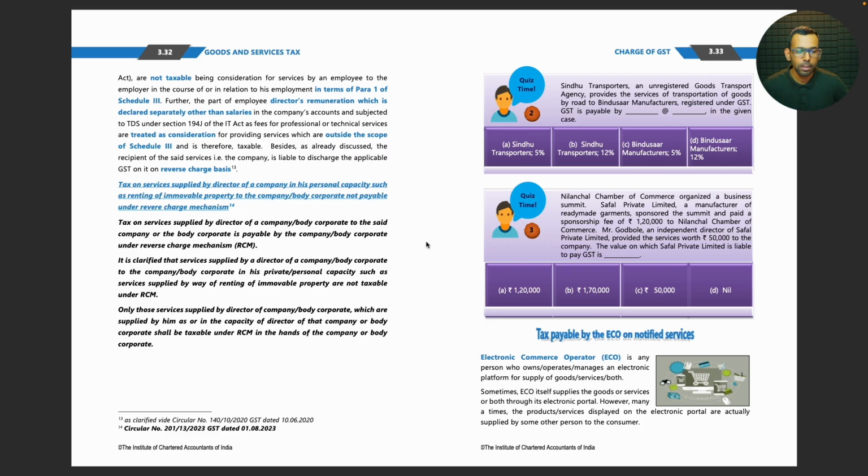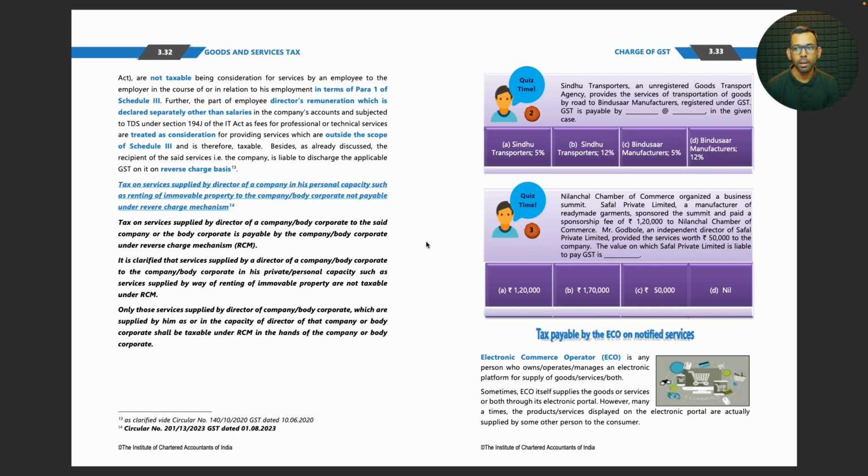The next thing is tax on services supplied by a director of a company in his capacity, such as renting of immovable property to the company or body corporate, not payable under reverse charge mechanism. Tax on services supplied by director. Sometimes a director can rent his house to the company, to be functioned as a guest house or something. In that situation, it's a personal service done by the director to the company. So reverse charge will not apply to that situation because the nature of service itself is different.